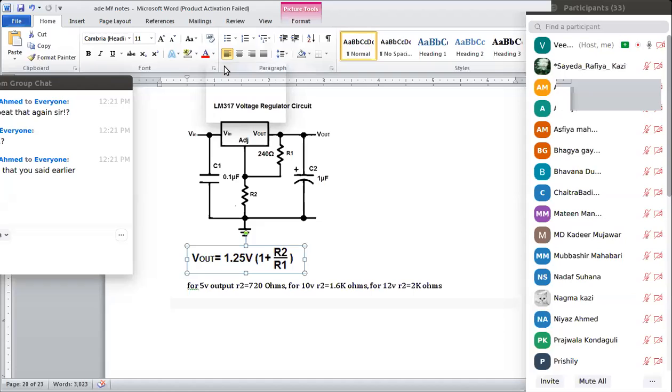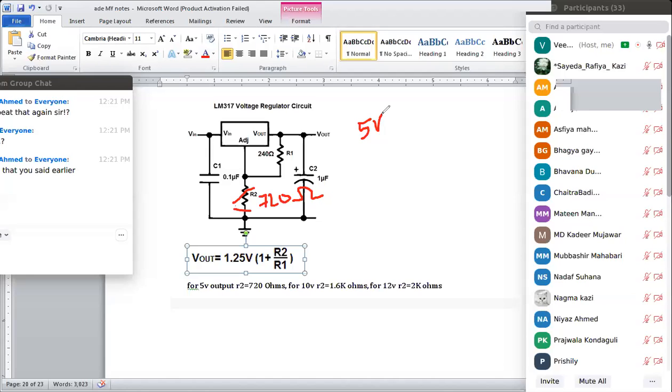So here, nothing can be changed except the value of R2. If I keep the value of R2 as 720 ohms, then I will get 5 volts at the output side. Now continuously I will get 5 volts.